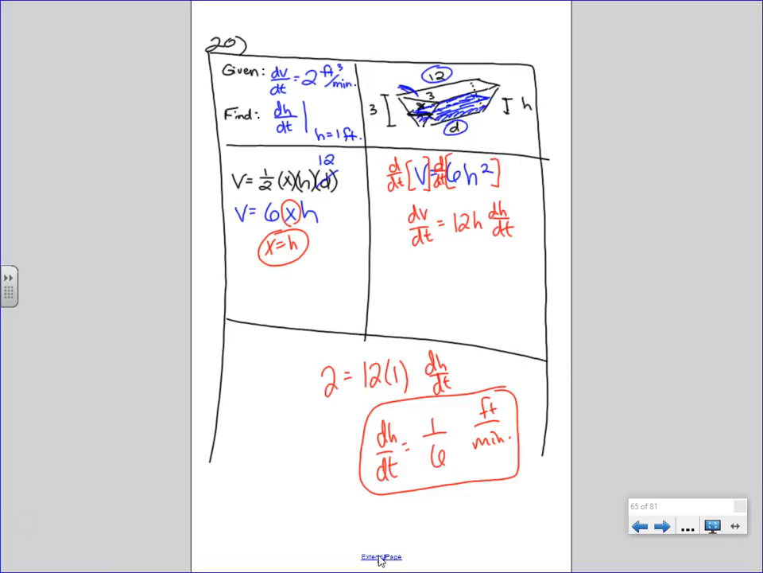That's the base of the water. Yeah, it's weird because the triangle's kind of upside down, but it's the base of the water.